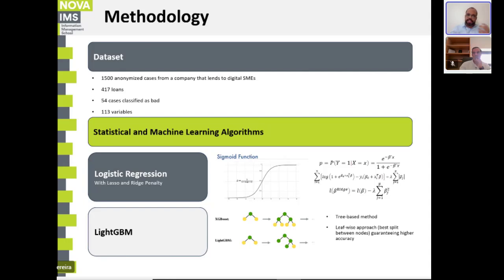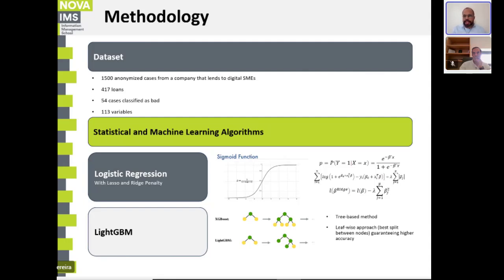So I mixed all of these variables, created lots of ratios, and then these variables could be consumed by the model. In terms of statistical and machine learning algorithms, I export two versions of logistic regression, one with lasso and ridge penalty.